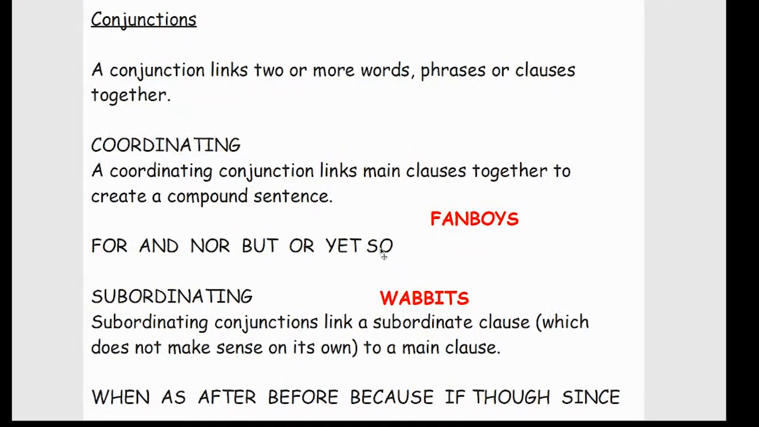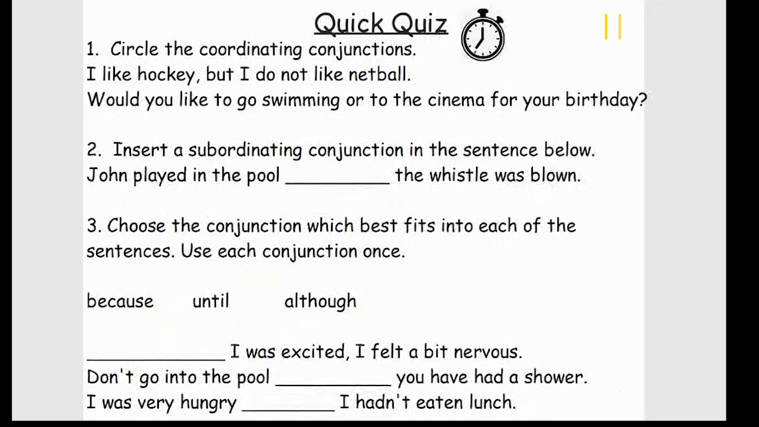And the other type of conjunctions we have are subordinating. And subordinating conjunctions link a subordinate clause, which does not make sense on its own, to a main clause. And we can remember subordinating conjunctions with WABBITS. So when, as, and after, before, because, if, though, since. Now that's not an exhaustive list. There are more subordinating conjunctions, but that's just a useful way for you to remember them.